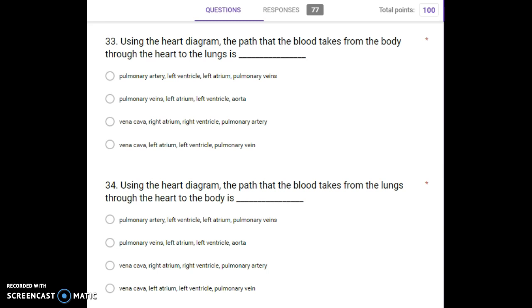Number 33. Using the heart diagram, the path that the blood takes from the body through the heart to the lungs is blank. Pulmonary artery, left ventricle, left atrium, pulmonary veins. Pulmonary veins, left atrium, left ventricle, aorta. Vena cava, right atrium, right ventricle, pulmonary artery. Vena cava, left atrium, left ventricle, pulmonary vein.